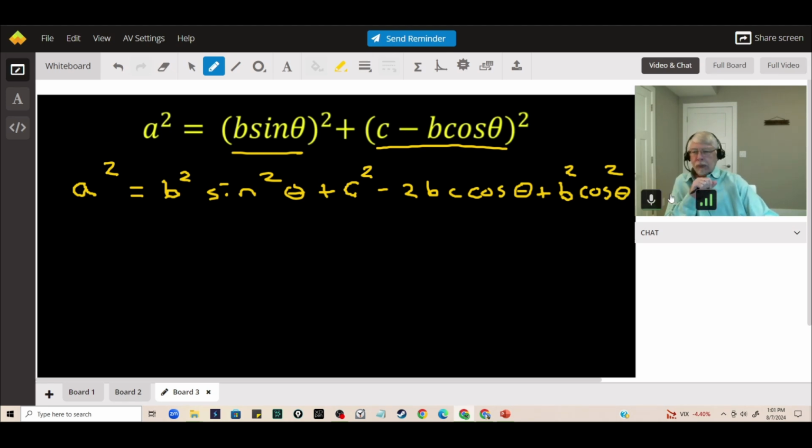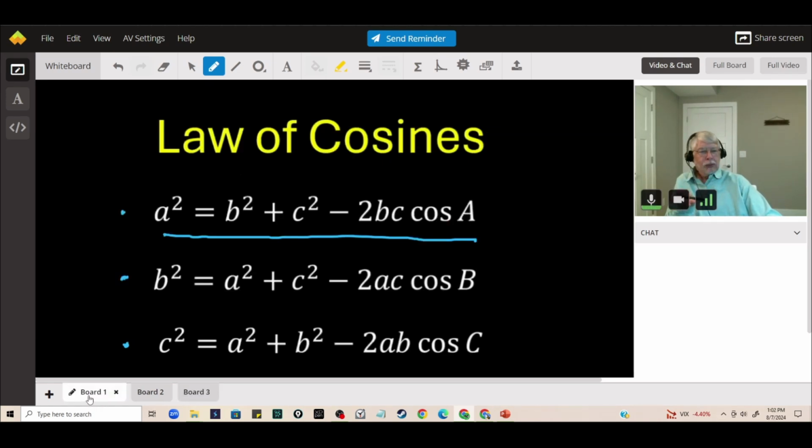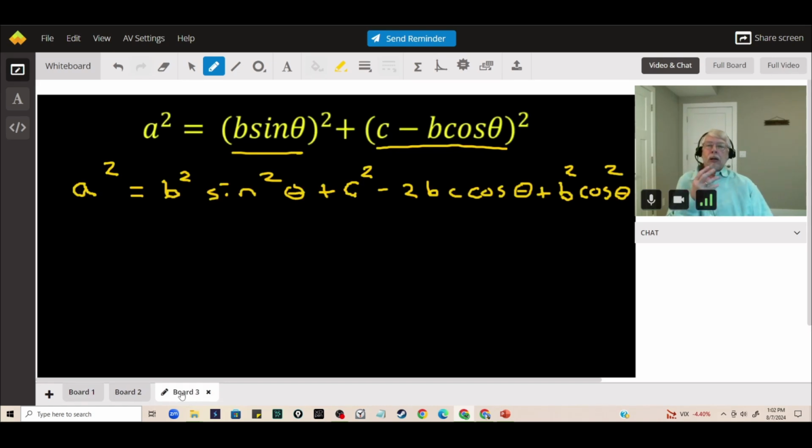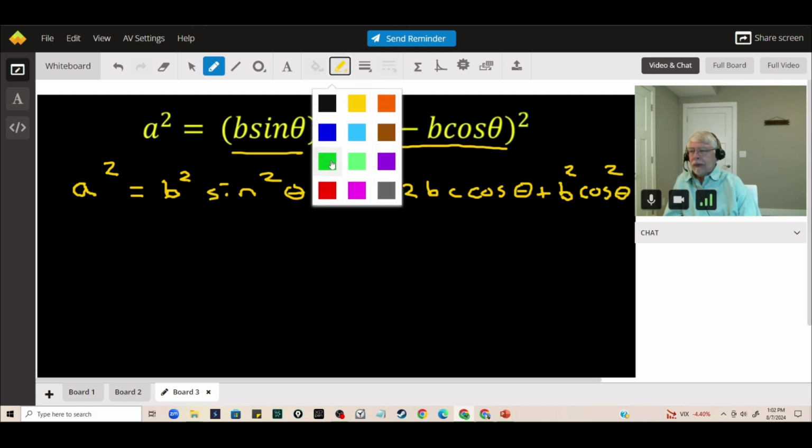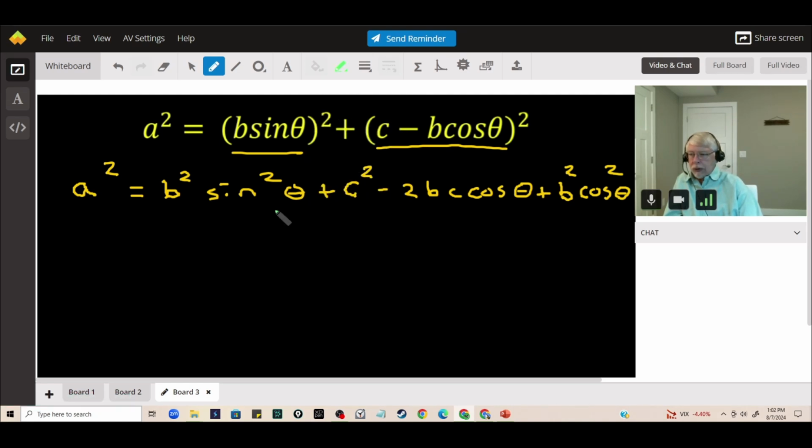So we go back to board 1, and we say, how are we going to come up with A squared is equal to B squared plus C squared minus 2BC cosine A? If you look at it, is there a common factor that we could pull out? If you want to pause the video and see if you can find it, go ahead and do that. So the common factor is that B squared.